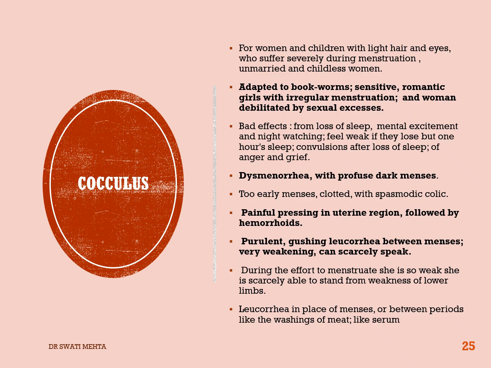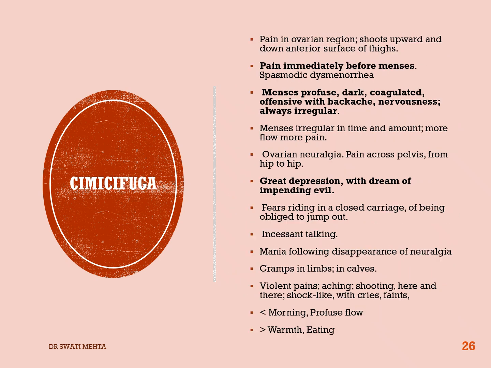It is adapted to the bookworm woman who is very sensitive, romantic girls with irregular menstruation, and the woman debilitated by sexual excess. So both extremes of women, unmarried or married and childless women, are indications of Cocculus. Weakness is so profound that standing becomes difficult. That is the peculiar symptom of Cocculus.